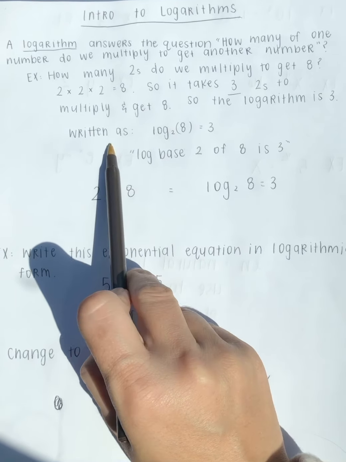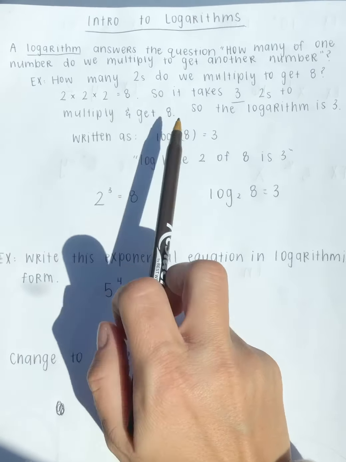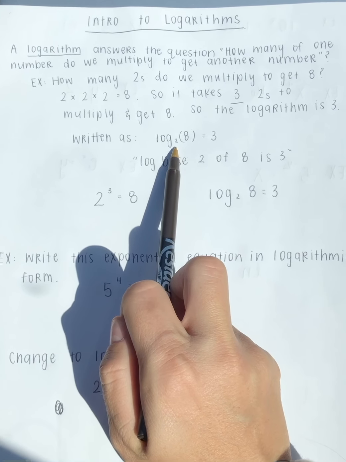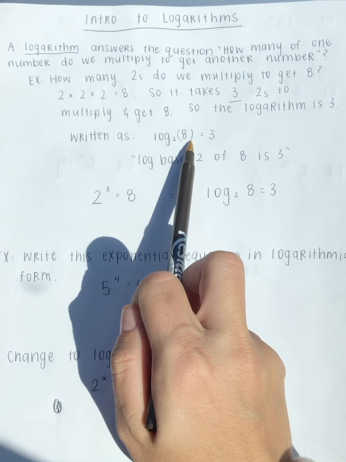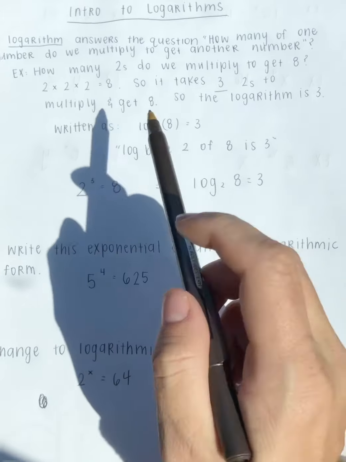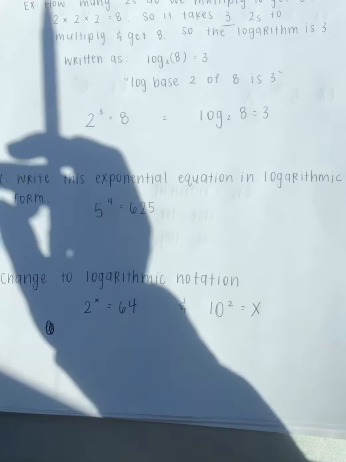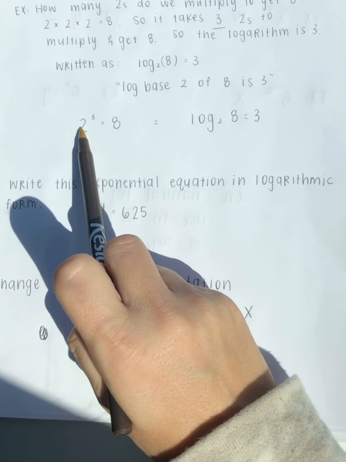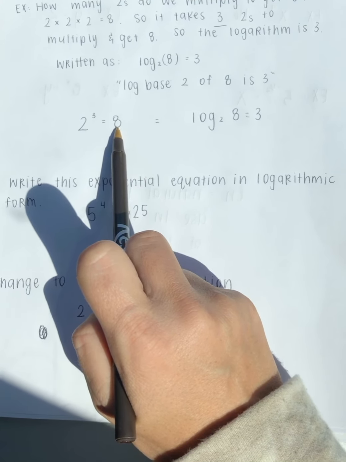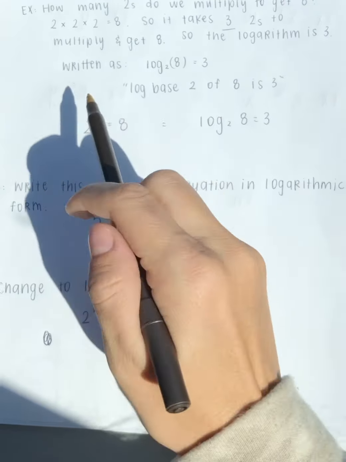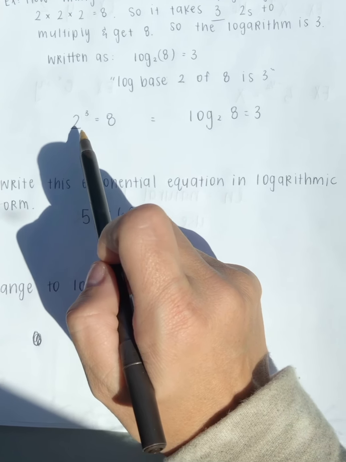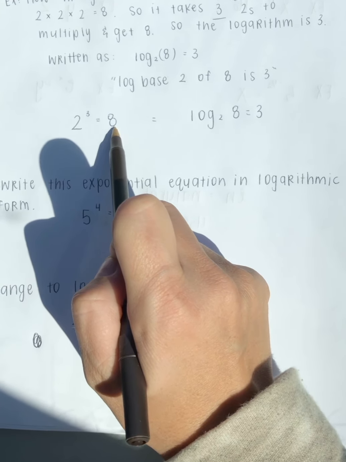When you're talking about logarithms, for this situation, we would say log base 2 of 8 is 3. Okay, so log base 2 of 8 is 3. It's the same thing here. If we had 2 to the third power, it equals 8. So this is saying your logarithm is 3. It takes 3 2's to multiply to equal 8.